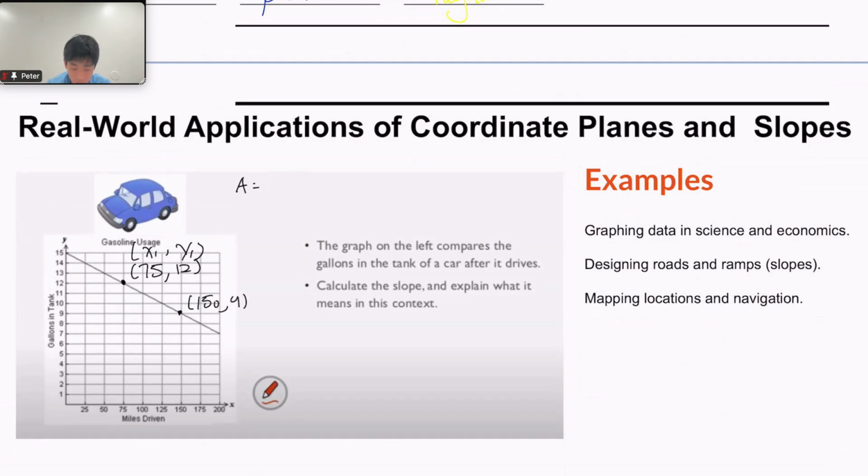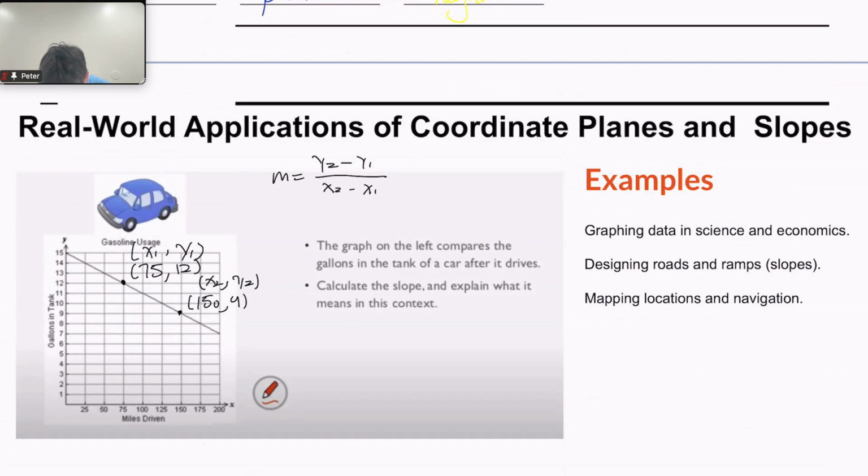150. Okay, we're gonna plug in the slope formula here. y2 minus y1 over x2 minus x1, which is the slope formula. I'm gonna plug in the 2 points we found.